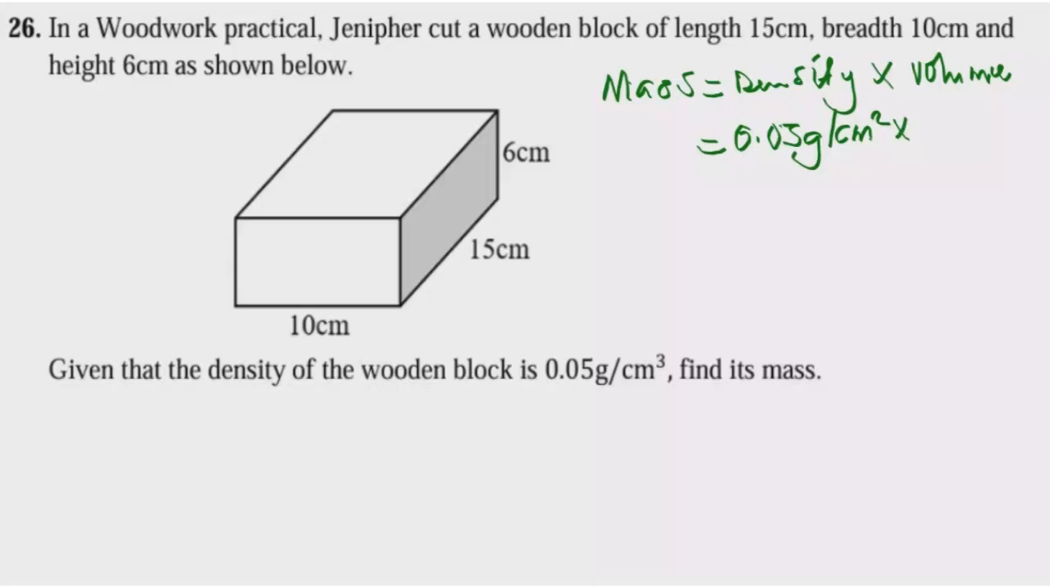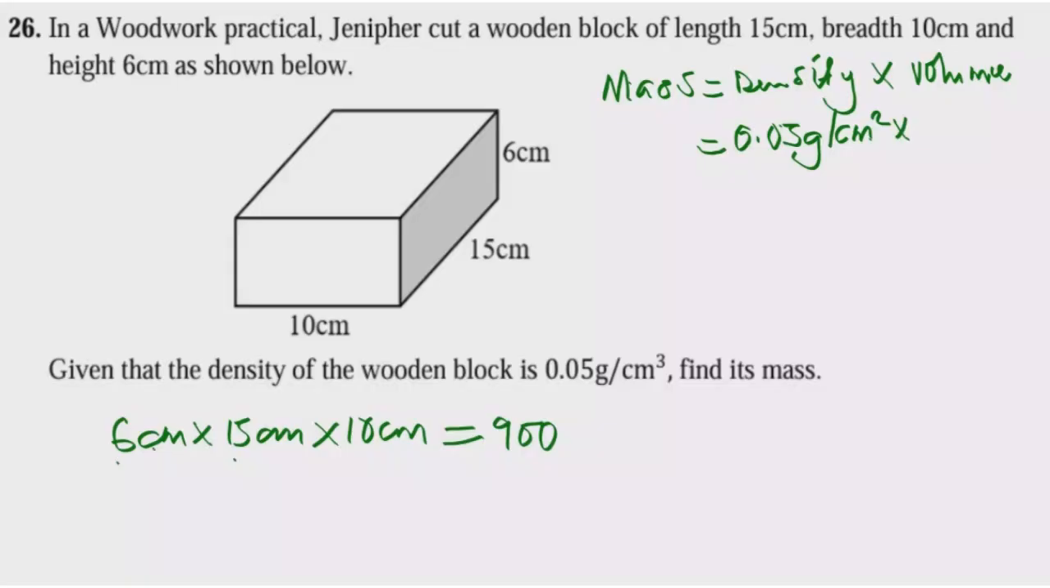what is the volume? We are not given the volume, so to find the volume we are going to multiply the measurements given, these. Okay, so what we'll do is we're going to say 6 centimeter times 15 centimeter times 10 centimeter. Okay, when you multiply 6 times 15 that will give us 90. 90 times 10 will give us 900.